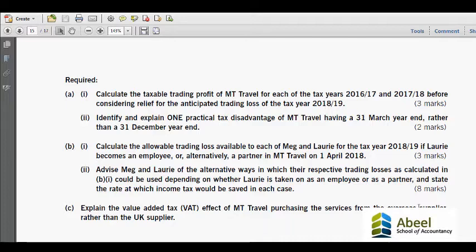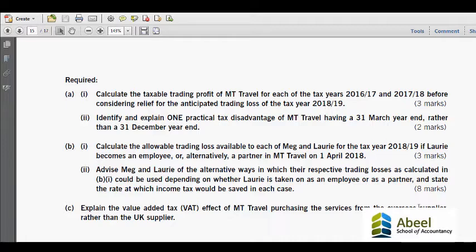Calculate taxable trading profit of MT Travel for each of the tax years 16-17 and 17-18. We are just required to calculate taxable trading profit of MT Travel for each of the tax years 16-17 and 17-18 before considering relief for anticipated trading losses for the tax year 18-19. We are not going to consider the reliefs available for anticipated trading losses for the tax year 18-19.